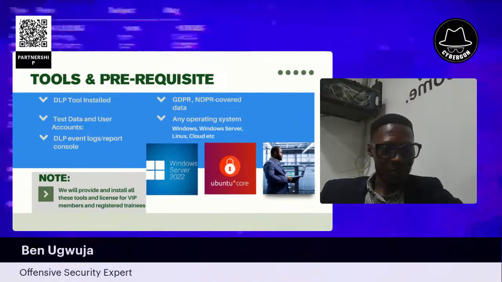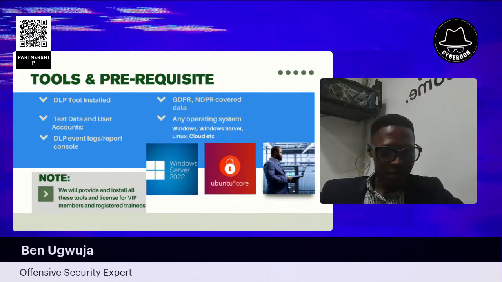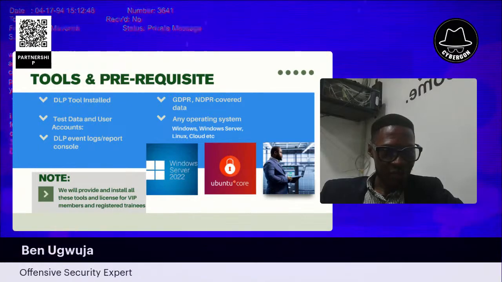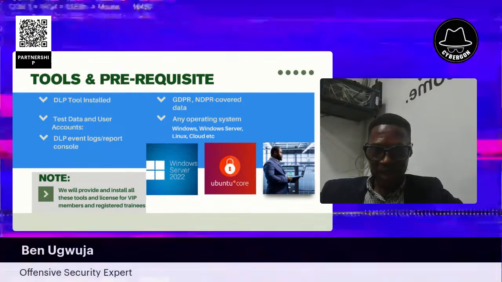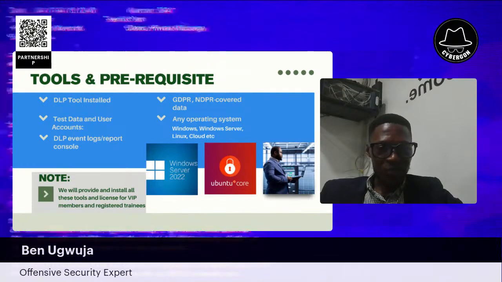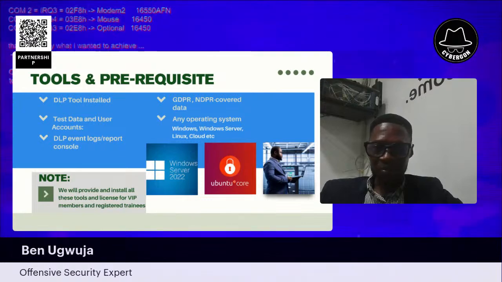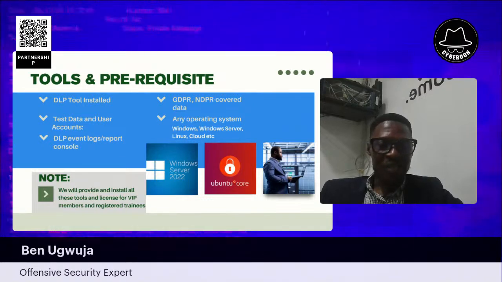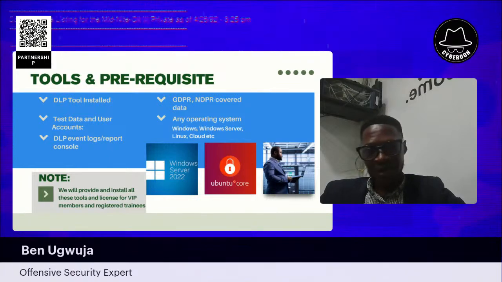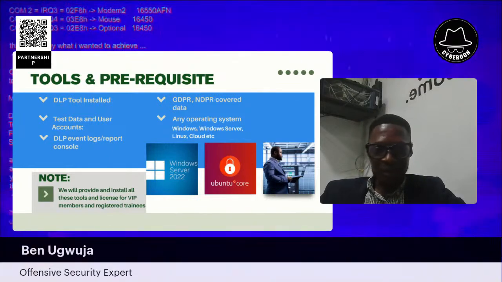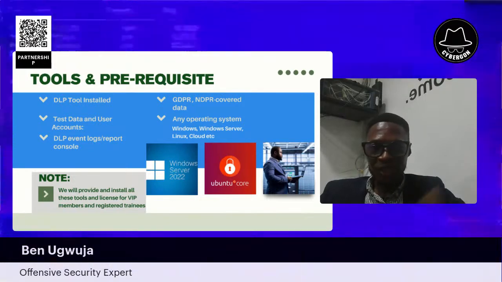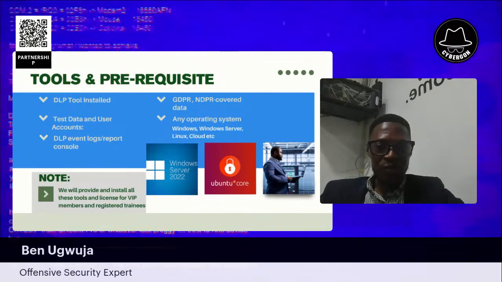Of course, my name is Ben Ugwuja. I'm an offensive security expert, and I'll be demonstrating live after implementation. I'm going to be trying out some bypasses and see if the system actually logs our activities. That is, the hacker gets into the system, or an insider threat tries to upload, download, or email sensitive files. We're going to check that out to see if it actually works.